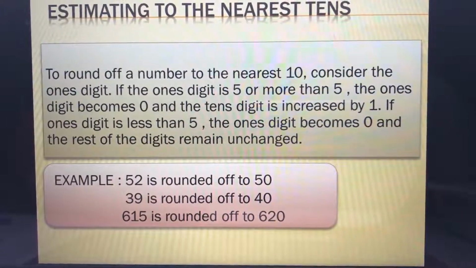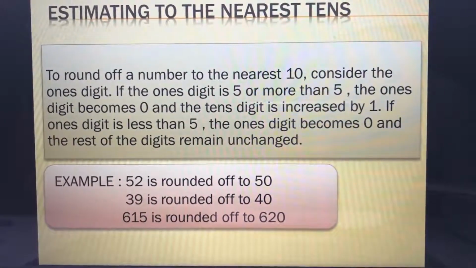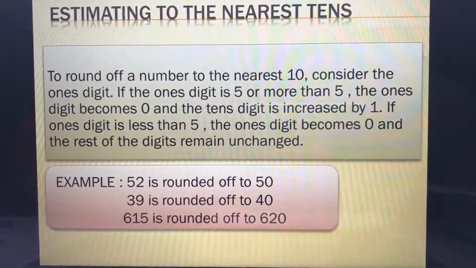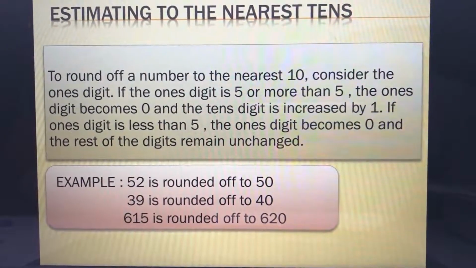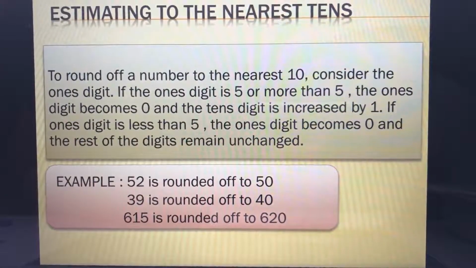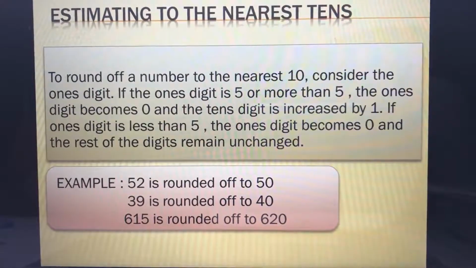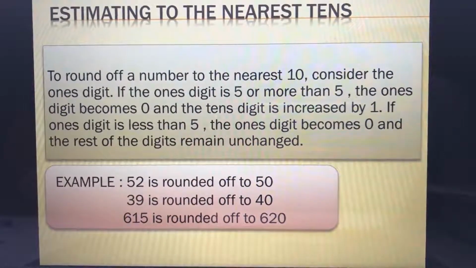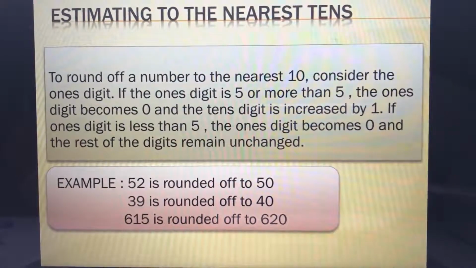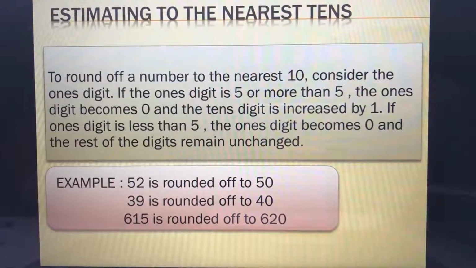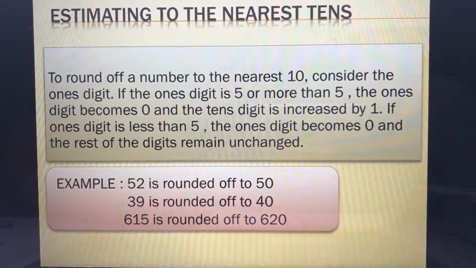Here the ones digit is 2, which is less than 5. Hence it becomes 0 and the tens digit remains unchanged. So therefore 52 is rounded off to 50. 39. Ones digit is 9, which is greater than 5. Hence, ones digit becomes 0 and the tens digit is increased by 1. So therefore 39 is rounded off to 40. Similarly, 615 is rounded off to 620.